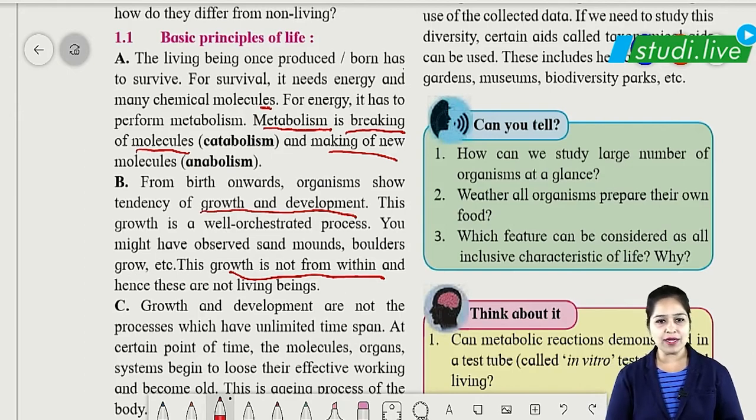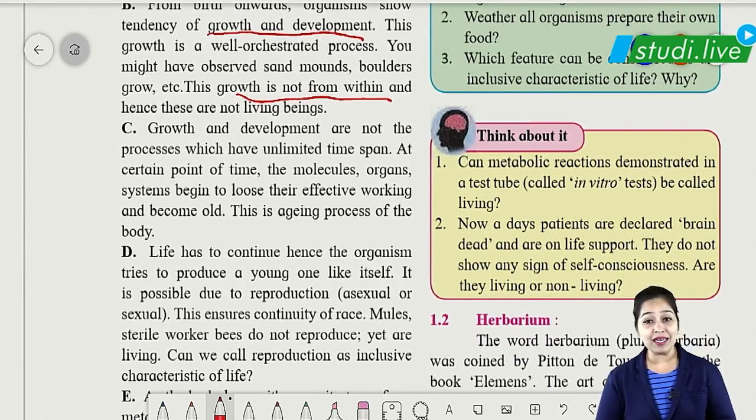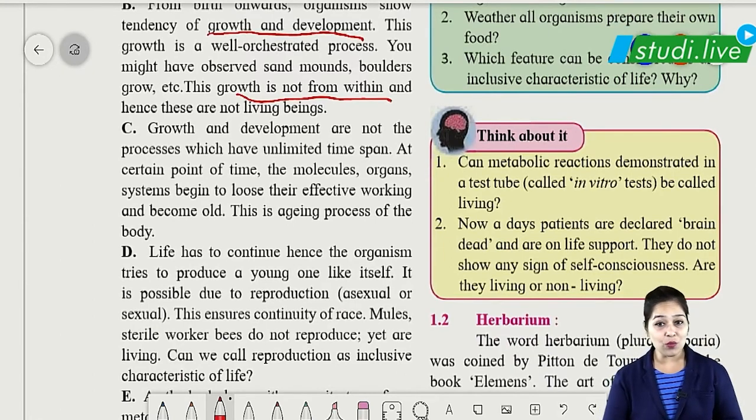So in the third point, the growth and development do not occur for an unlimited lifespan. We know once we are born, then we have adolescence, then we become adults, then maturity, and then we have old age.